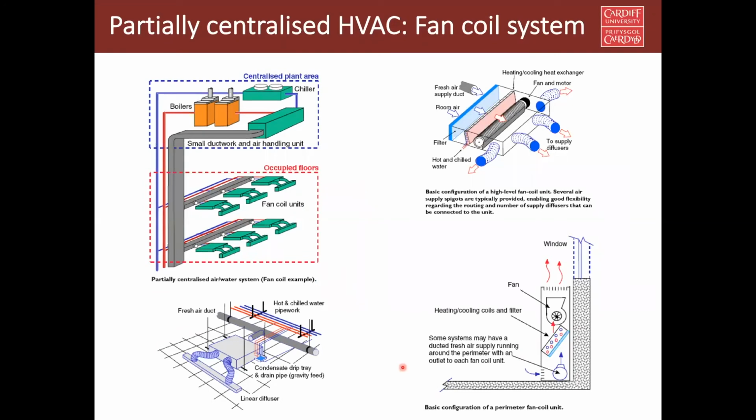Okay, so now we go to the partially centralized system. The reason we say partially is because half of the system is on the top and half of the system is in the building itself, on the floor. One of the partially centralized systems is the fan coil system. How it works in this case is that we are not sending air, we are pumping water.